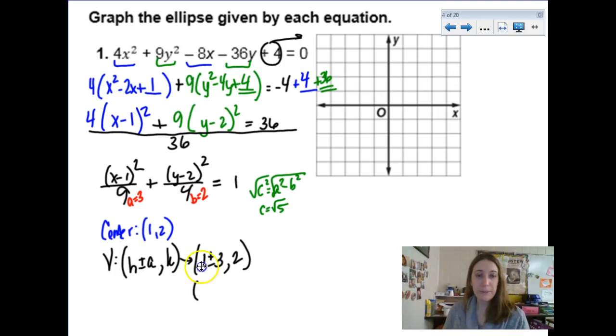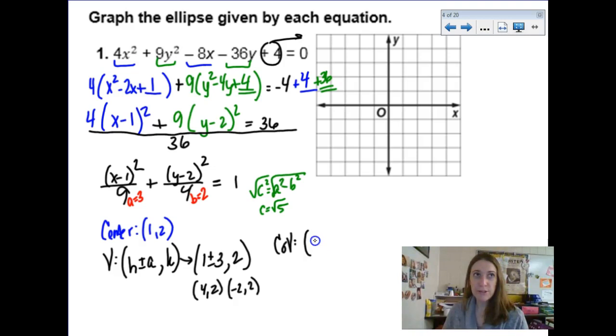So I don't like when they're in that notation. I like to break them apart. 1 plus 3 is 4, comma 2. And then 1 minus 3 is negative 2, comma 2. And then similarly for the co-vertices, these are the minor axes ones.